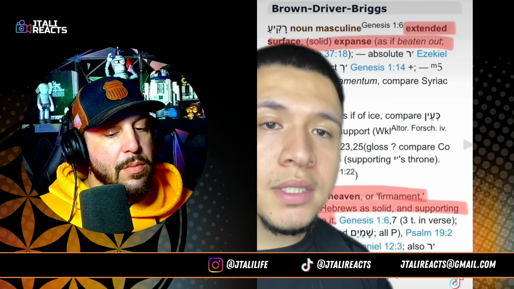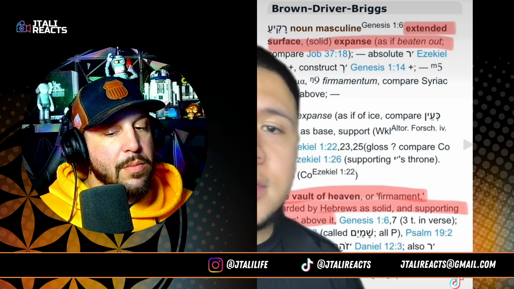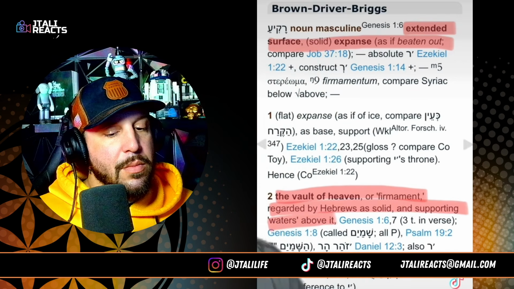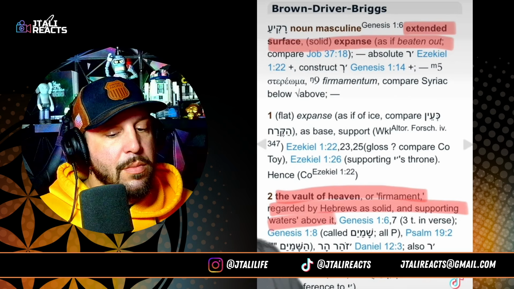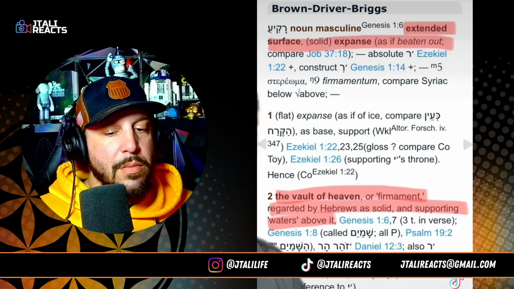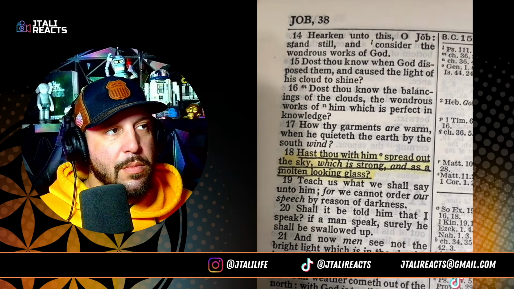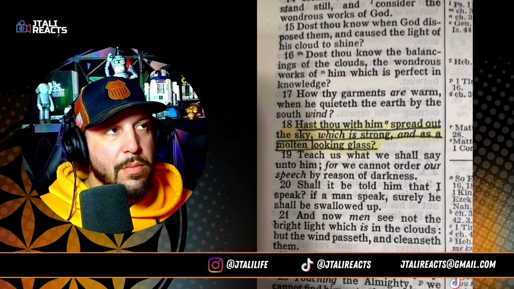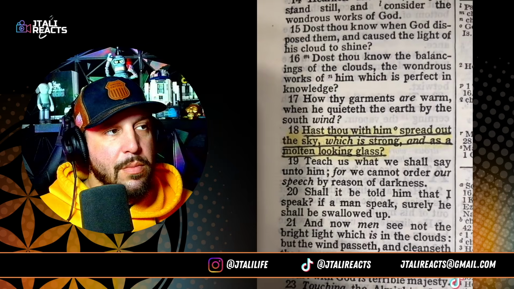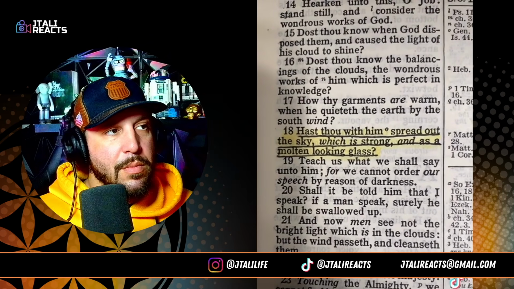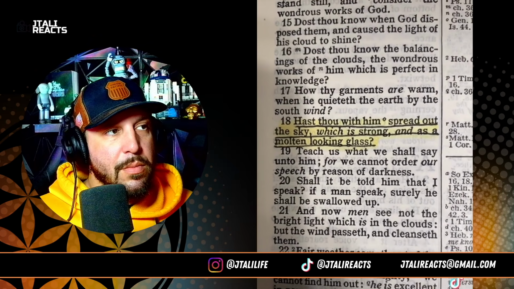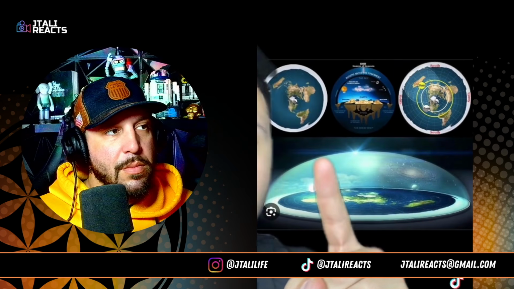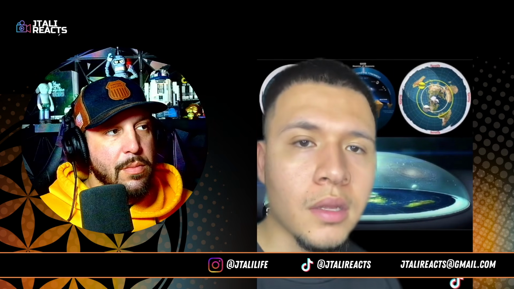And the Hebrew translation for firmament is extended surface, solid expanse. The vault of heaven or firmament regarded by Hebrews as solid and supporting the waters above it. We take a look at the book of Job, chapter 37, verse 18: Hast thou with him spread out the sky, which is strong, and as a molten looking glass. So the firmament that is supporting the waters above is literally made out of glass.